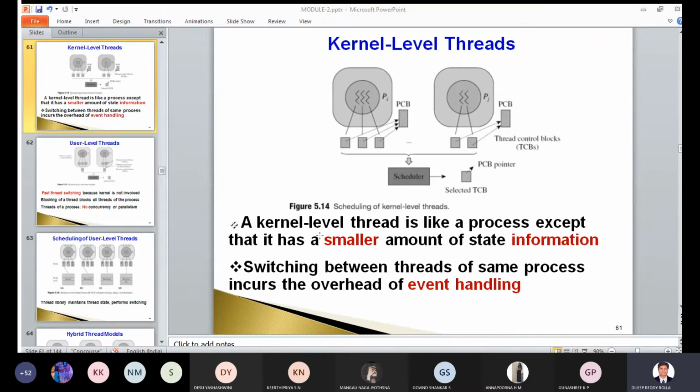Working, first point: the process creates a thread by using a system call. The system call will create a thread. What will the kernel do? The kernel will assign an ID to it. Second point: the kernel assigns a unique ID for the thread, and it allocates a thread control block. So corresponding to the ID, it will allocate a thread control block.